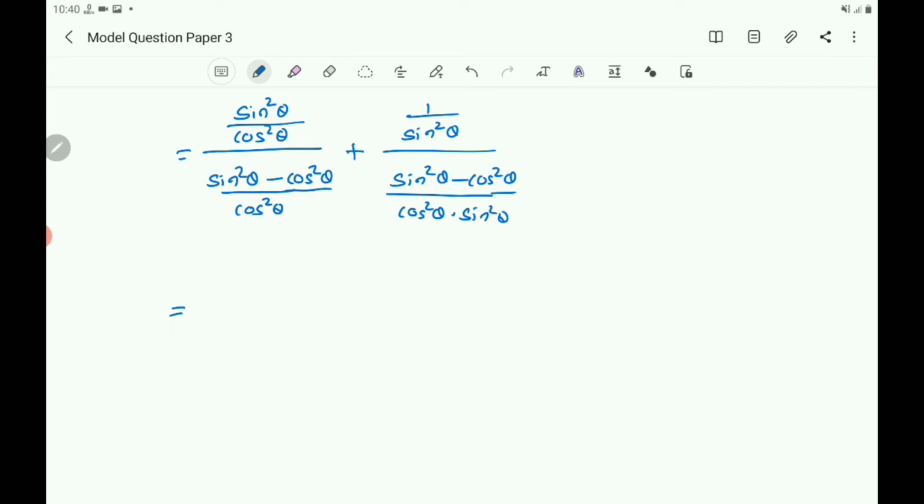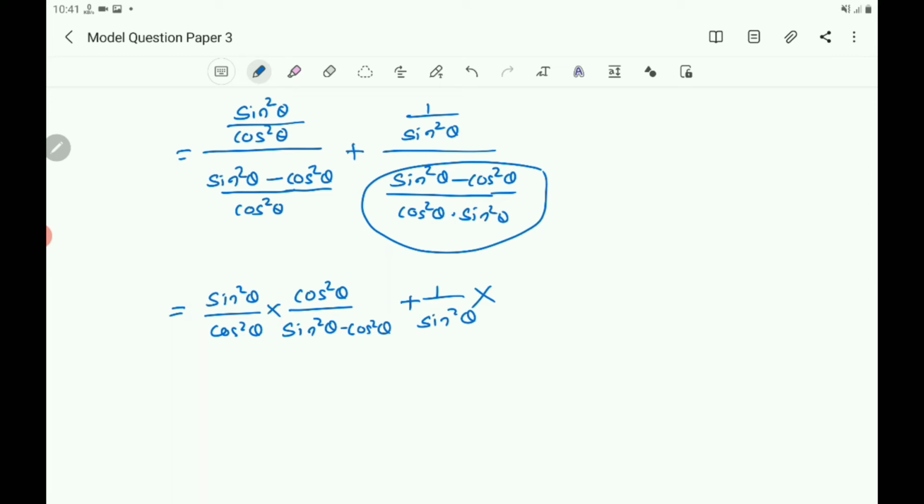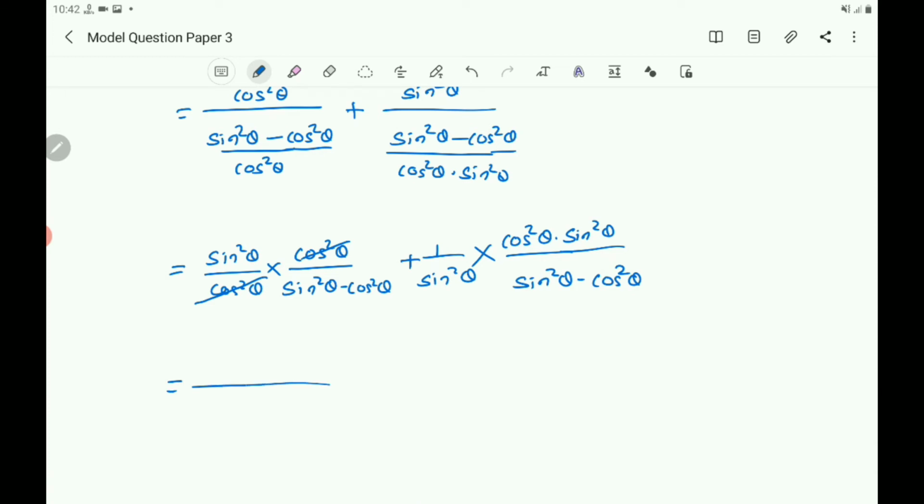Then you write here sin square theta by cos square theta into the reciprocal of this one. So you will get sin square theta minus cos square theta by cos square theta, so cos square theta by sin square theta minus cos square theta. Now you come to this part. Here also you write 1 by sin square theta into the reciprocal of this, means cos square theta into sin square theta by sin square theta minus cos square theta. Then you observe cos square theta cancels. What is remaining here is sin square theta by sin square theta minus cos square theta.